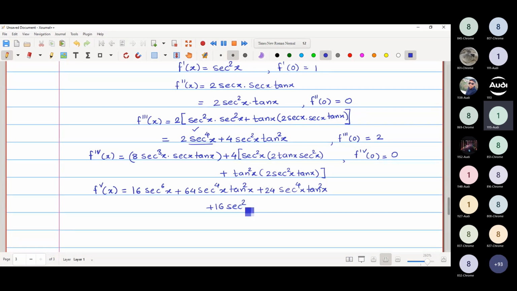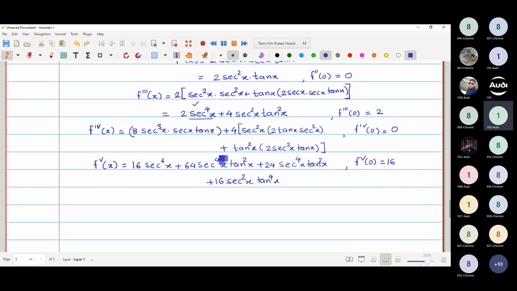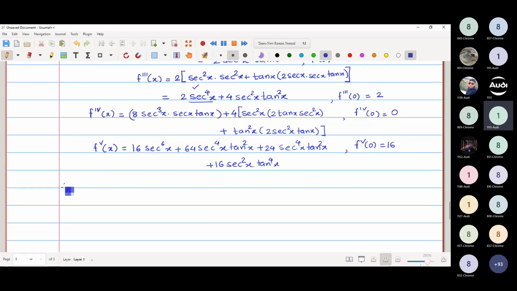But can you tell me at least from this what will be f to the power 5 of 0? Will it be 16? Because I think all terms will become 0, only the first term will remain. Yes, it will be 16, right? So can you tell me what will be the expansion of tan x then?